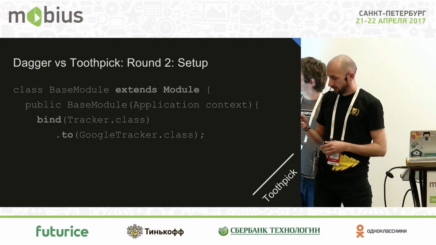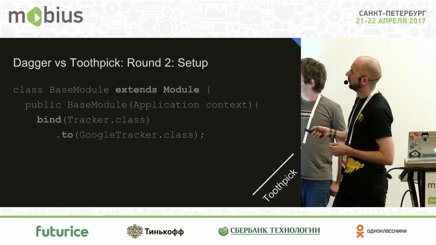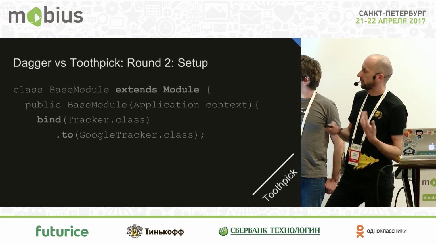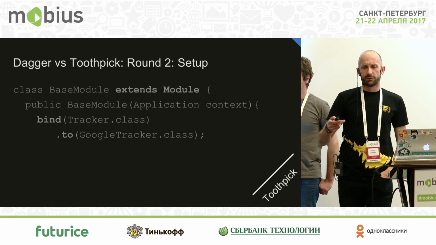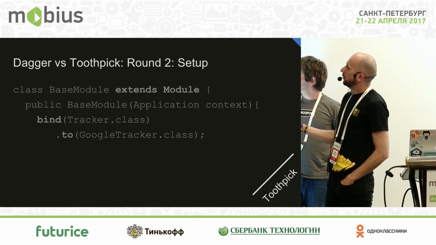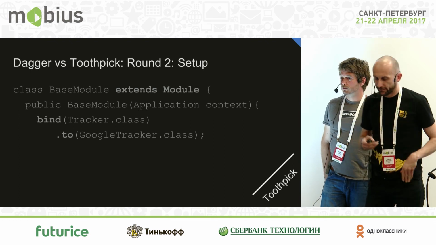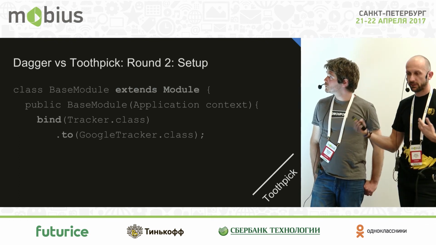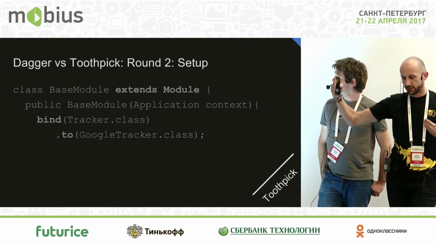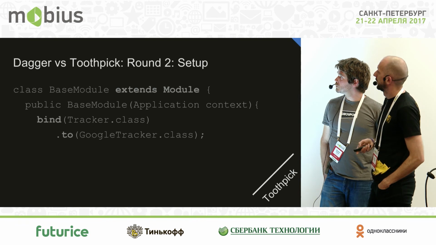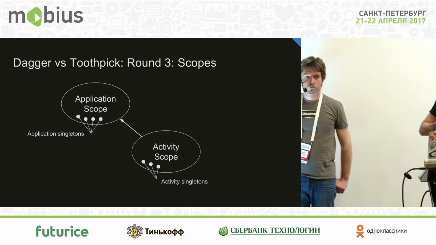Let's look at Toothpick. So as we saw, they also know modules. So we have a base module. We can also pass application context, right? It's the same wiring. But there's no @Provides method here. So we could say, if you need a tracker class, use this Google tracker class. And there are different ways of those bindings. You can bind to an instance, or you can bind to a singleton, something like this. So it's more like a bind-to, you set it up once via code instead of via annotation. So still very similar, a bit less annotation.